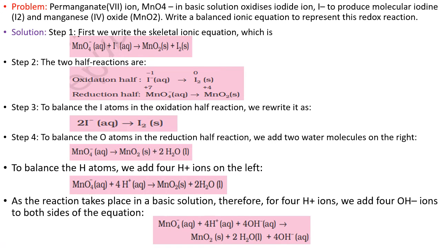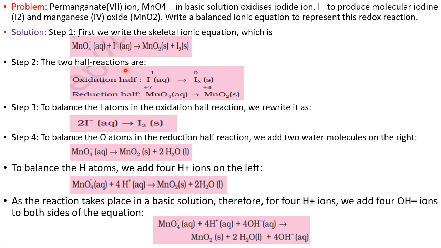This is converting the permanganate ion to manganese dioxide and converting the iodide ion to iodine molecule. So the ionic equation is MnO4 minus plus I minus gives MnO2 plus I2. Let us assign the oxidation numbers. Mn is in the plus 7 state, O is minus 2, I is minus 1. In MnO2, Mn is plus 4, O minus 2. I2 is a single molecule, so 0. Right?